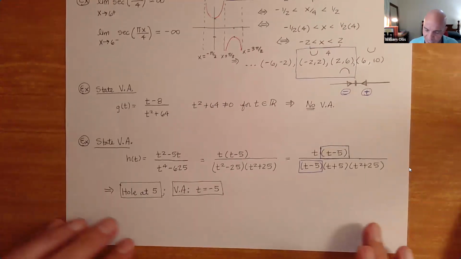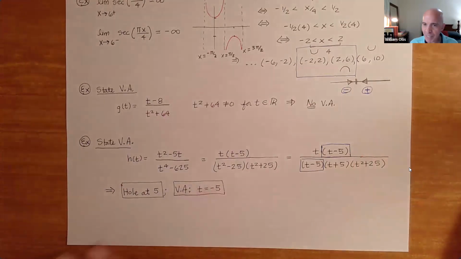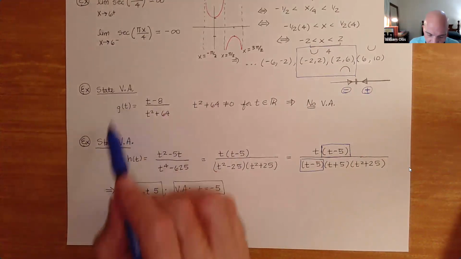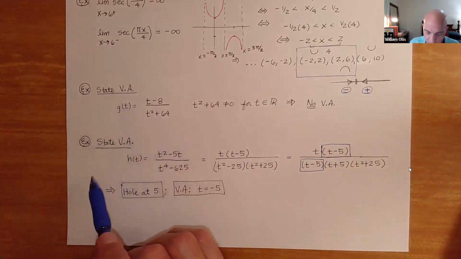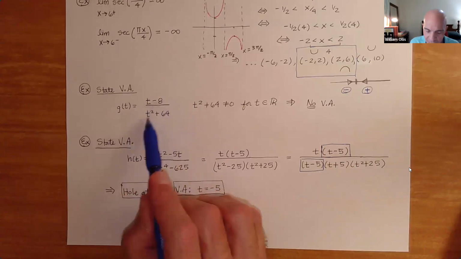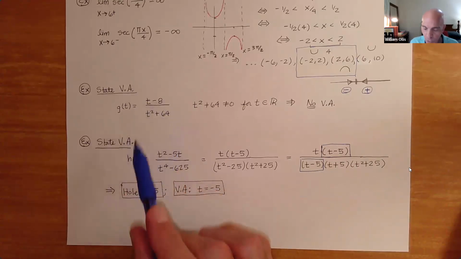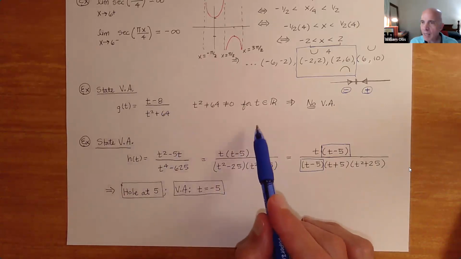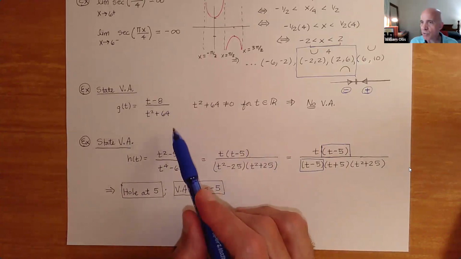Now, what's nice here is that this basically repeats what I did on the very first example. So again, I don't think in general you're going to find the infinite limits to be overly difficult. You just have to think about what you're doing, and I think you'll be good. So notice here I've said state vertical asymptotes. Well, for this particular function, g of t is t minus 8 divided by t squared plus 64. Well, what I've noted here is that there are no real zeros in the denominator.